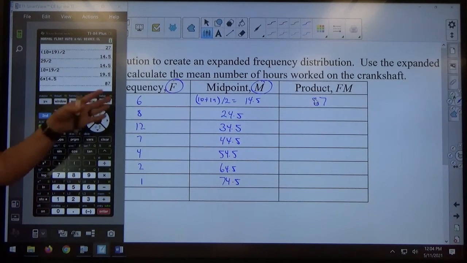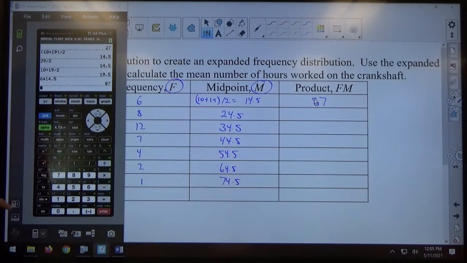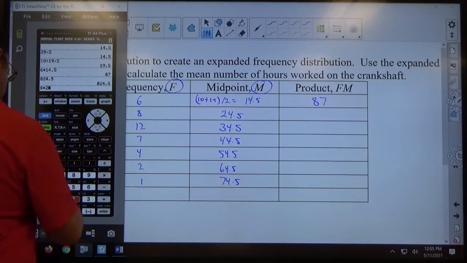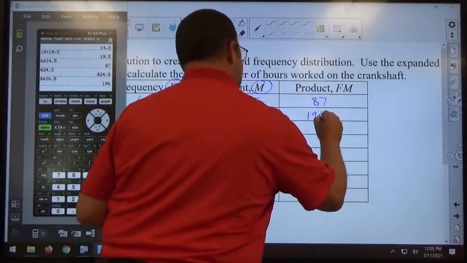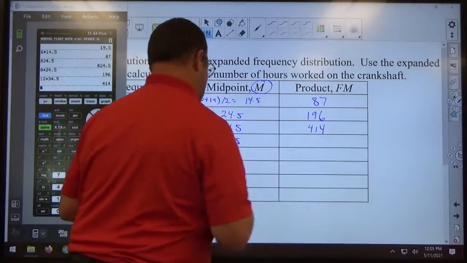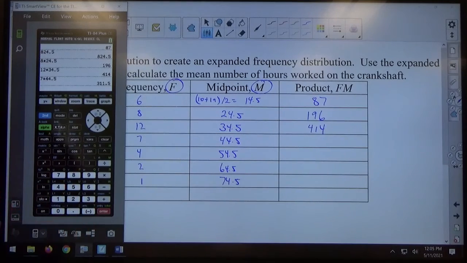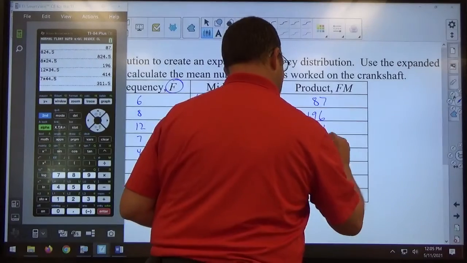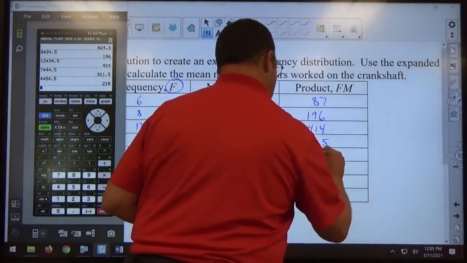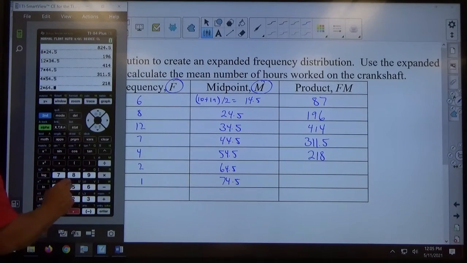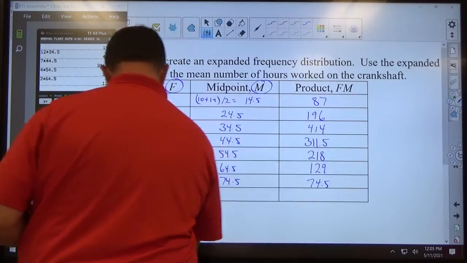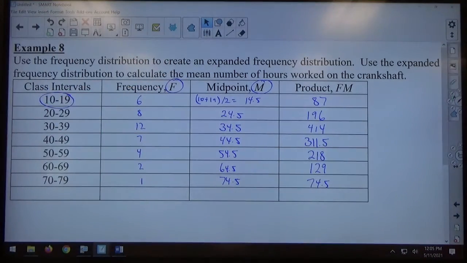We can do this frequency distribution, have 8,000 numbers identified here, have some midpoints. 8 times 24.5 is 196. 12 times 34.5 is 414. 7 times 44.5 is 311.5. 4 times 54.5 is 218. 2 times 64.5 is 129. 74.5 times 1 is 74.5. All right, is everybody comfortable with how to get all those numbers for the chart?